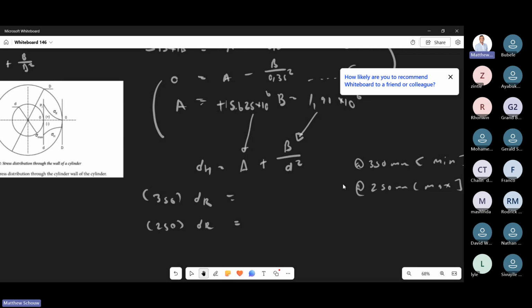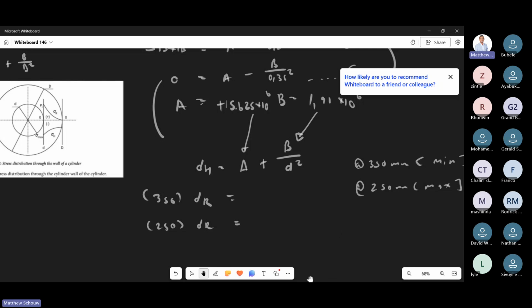Sir, I just have a quick question. Since the hoop stress is maximum at the small diameter and minimum at the big diameter, since they're asking for the maximum stress, do you have to work out both? No, you don't. I'm just showing you all the possible options. You don't have to work out both. It's a good question. I'm just showing you, you never know. These things can happen.